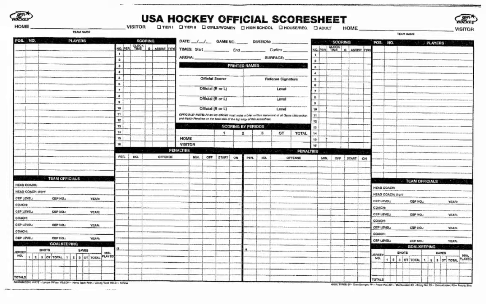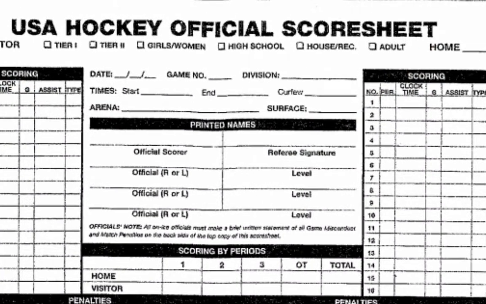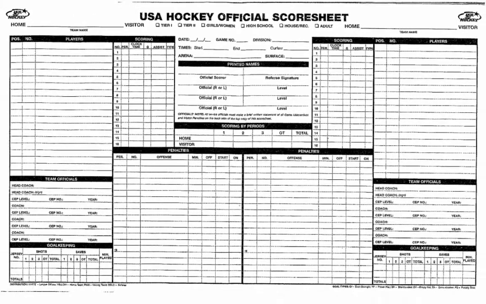The next thing we're going to do is make sure we are all set to go for the game. You're going to fill in the home and visitor team names. You're going to fill in the date, the division, the start time, and the arena. Underneath that, you'll see an area for the official score. You're going to put in the person doing the score sheet and the referee's signature. The referee will come over before the game and sign this sheet.